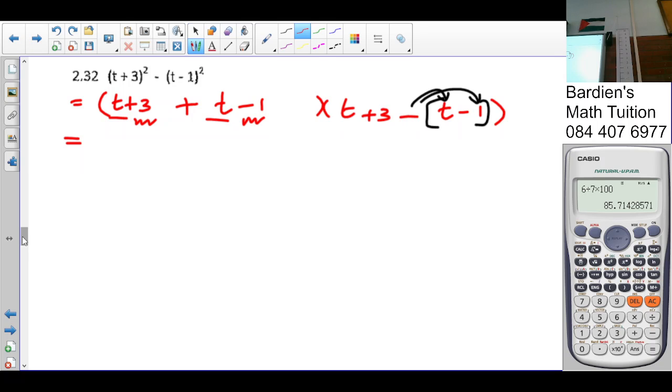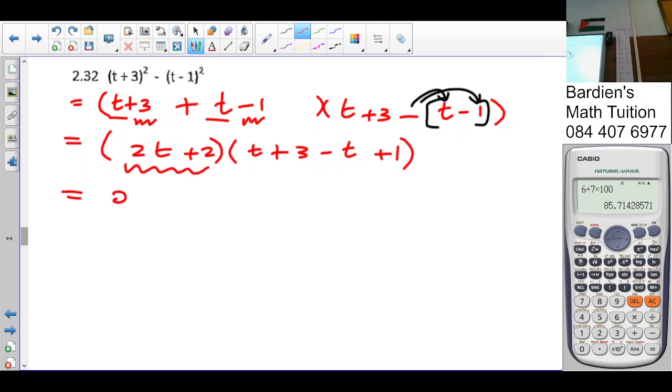So what do we get? 2t plus 2 into t plus 3 minus t plus 1. What do you notice about the first bracket? Common factor of 2, so take it out. So it's 2 into t plus 1. t minus t cancel, leaves you with 4. Now we take that 4 times this 2. 4 times 2 is 8 into t.